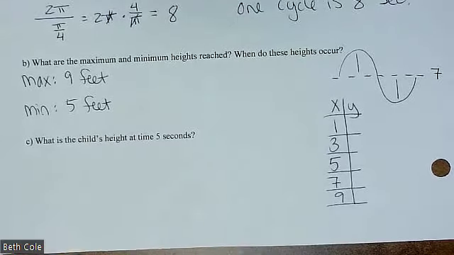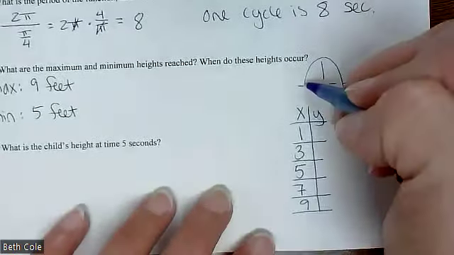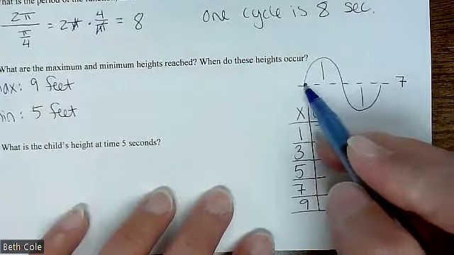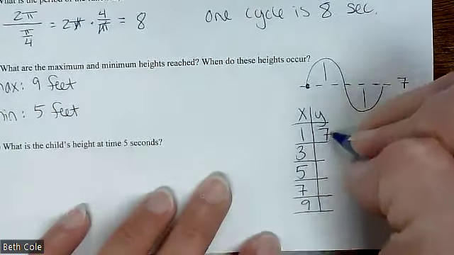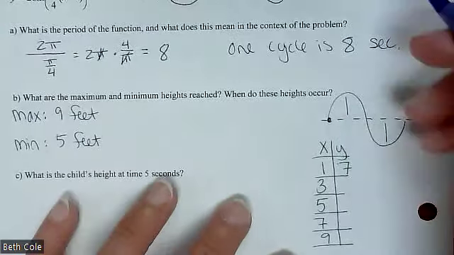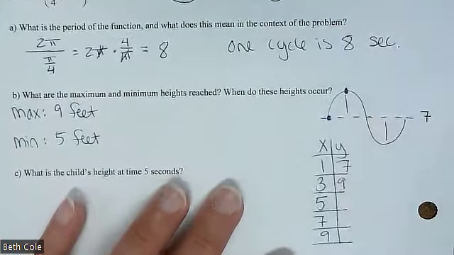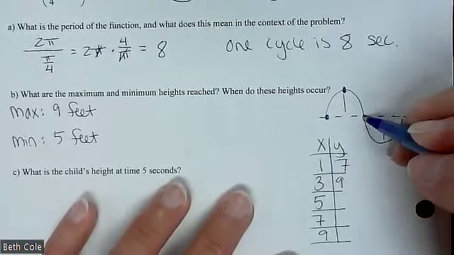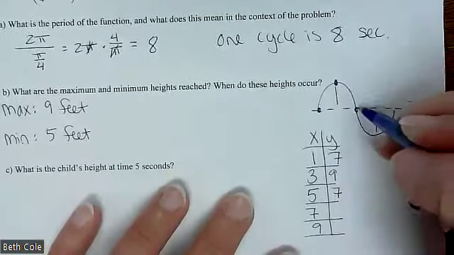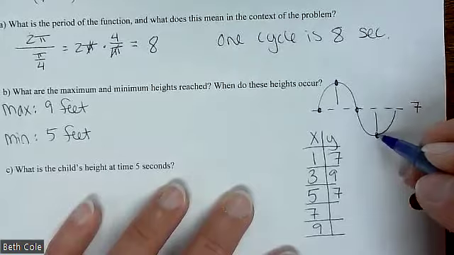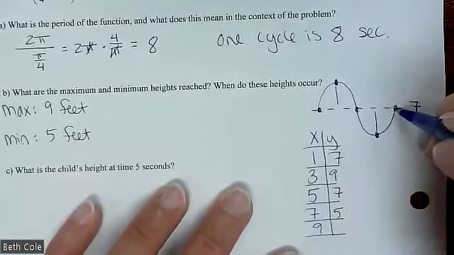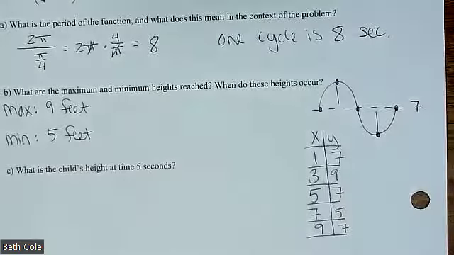And then watch me point to this because you really don't have to do any work. Where do you start? 7, good. And then it goes up to 9. And then back to 7. And then down 5, and then up to 7.